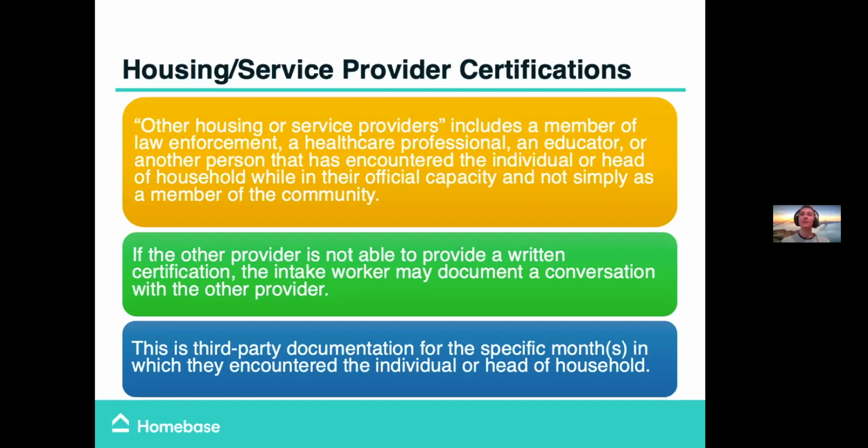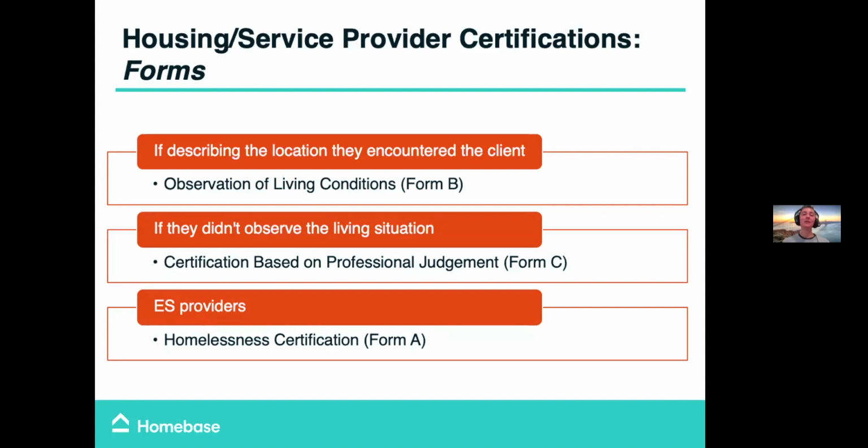The next slide is going to show us the different ways that you can work with a housing or service provider to get certification that counts as third party. So if the housing or service provider physically observed, so saw with their human eyes, where the client was living at some point in the past, they can fill out an observation of living conditions form, which is Form B, if they're willing to do that for you. They'll just need to describe where they observed the client staying and how they could tell that the client was staying there. And of course, the living situation would need to be a place not meant for human habitation or even potentially a shelter.